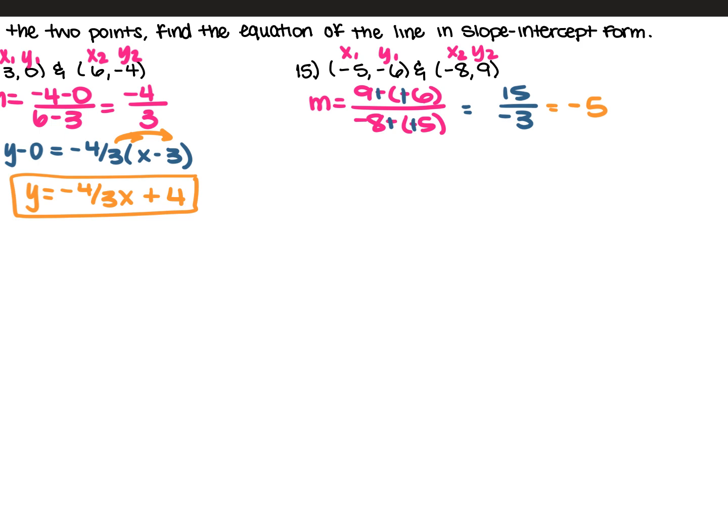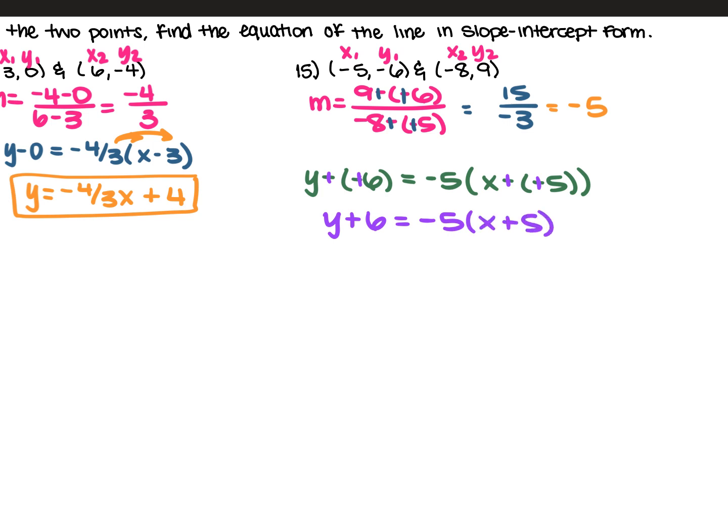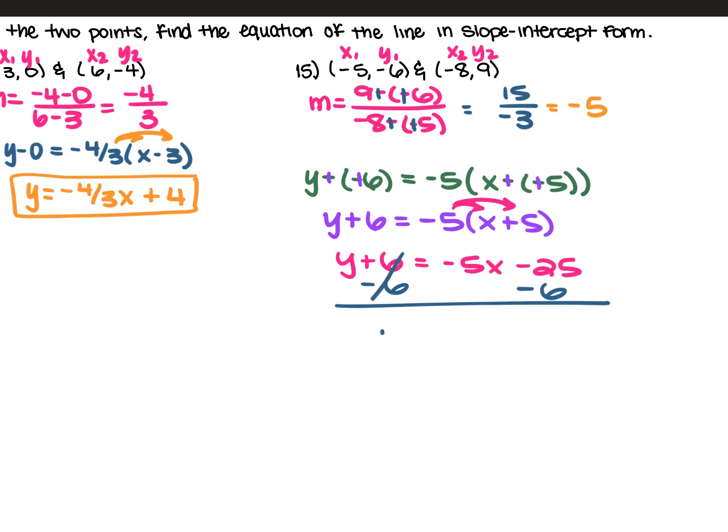Plug this in. Well, I'm going to use the x1, y1, so that means that I'm going to have y minus negative 6 is equal to negative 5 times x minus negative 5. Double negatives turn to positives to give us y plus 6 is equal to negative 5 times x plus 5. We distribute the negative 5 into the x plus 5 to give us y plus 6 is equal to negative 5x minus 25. And then from here, we just move the 6 over by subtracting it from both sides to give us y is equal to negative 5x minus 31 in slope-intercept form.